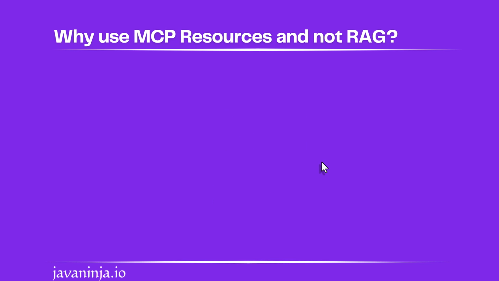Before we dive into the code, I want to discuss why use MCP resources? Why not just RAG it? Let's take a quick refresher on RAG. What do we do in RAG?